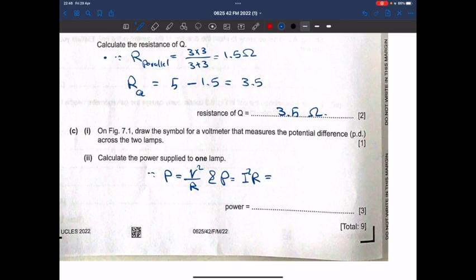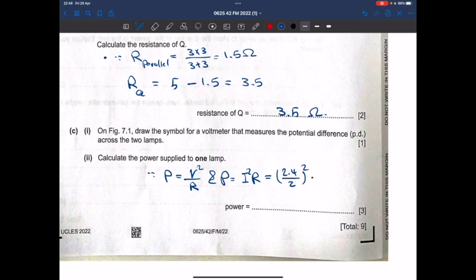If the total current is 2.4 in the circuit, and the 2 electric bulbs are identical, the current will be split between them 50% for each, right? So the current passing through 1 lamp is half of the total current, which is 2.4 divided by 2. So I'm going to write here I is 2.4 divided by 2 because they are identical. This is the current in each lamp, squared, times the resistance of one of the lamps.